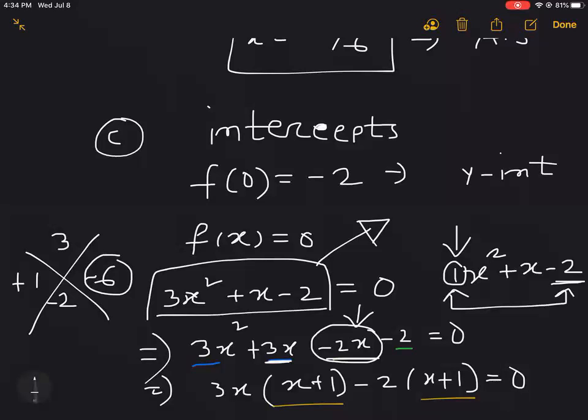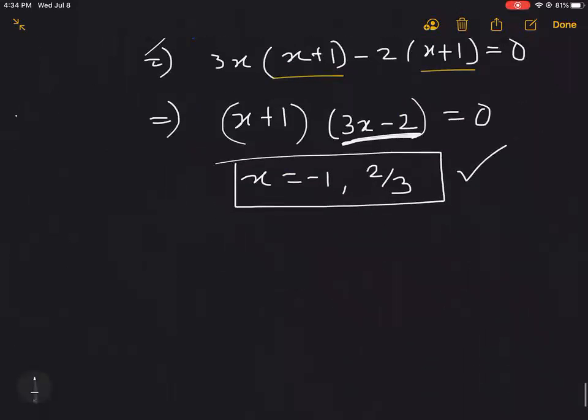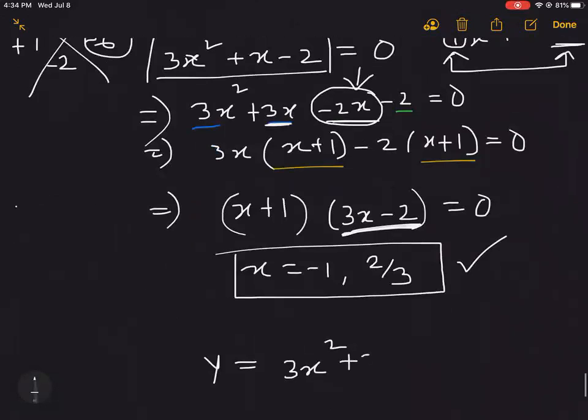All right, let's see what happens for the range. So 3x squared plus x minus 2. How can you calculate the range? I think I've just answered this a couple of minutes back, right? Anyone?